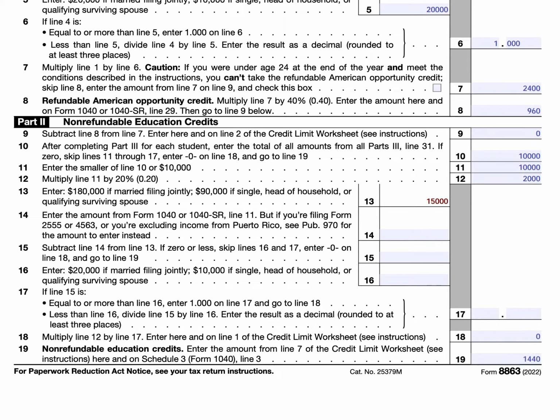Here we're at $180,000, and our AGI is $150,000. And we would subtract this. So now if line 15 is equal to or more than line 16, then we enter 1.0 here. And then we multiply line 12 by line 17 and we get the full value of the tax credit.